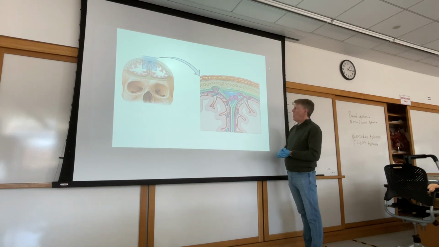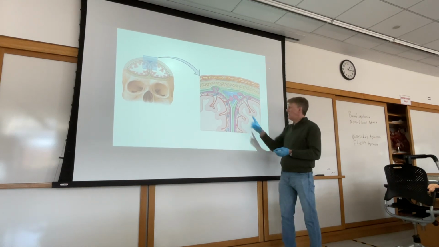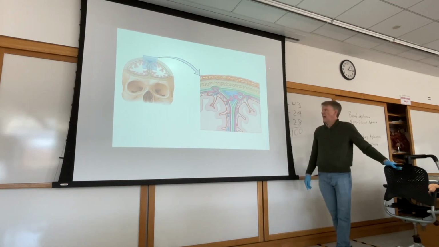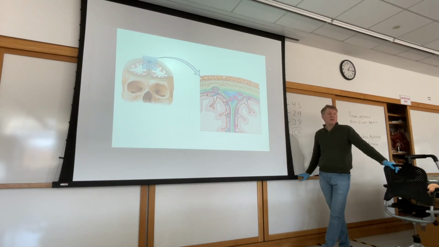Also on this view, something that you're seeing are these little guys. These are the arachnoid villi, and those are the guys where the CSF gets put back into the blood, right? So those are important for that function.